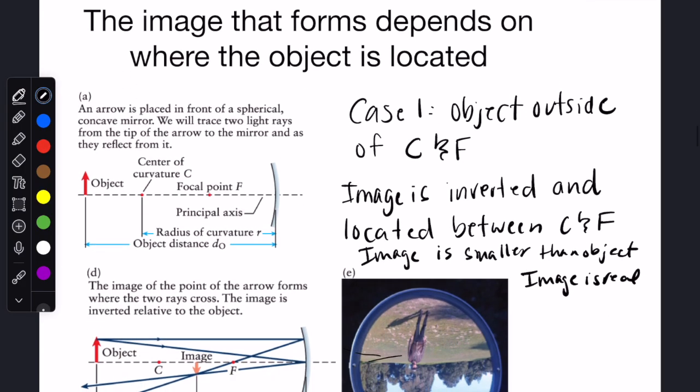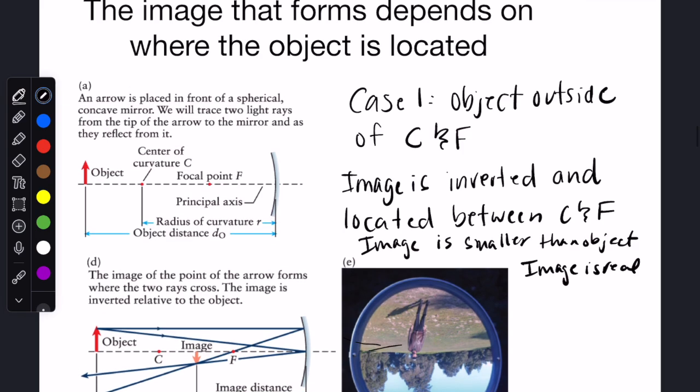We're going to look at 5 cases. We're going to use 5 ray diagrams to look at what kind of image is created by a concave mirror when we place the object in different positions relative to the center of curvature and the focal point. We'll start off by putting the object far away from the mirror, and then bring it closer and closer. So we put our object outside of the center of curvature and the focal point, and we draw our ray diagrams.